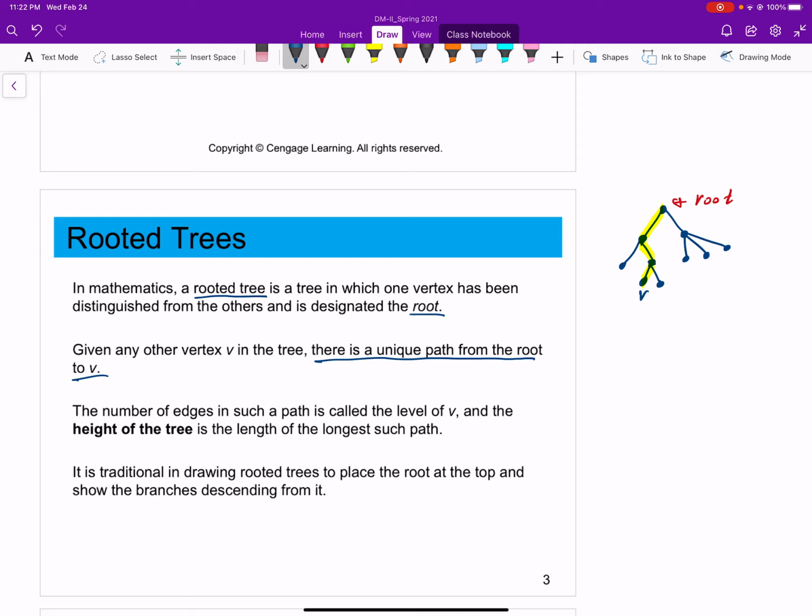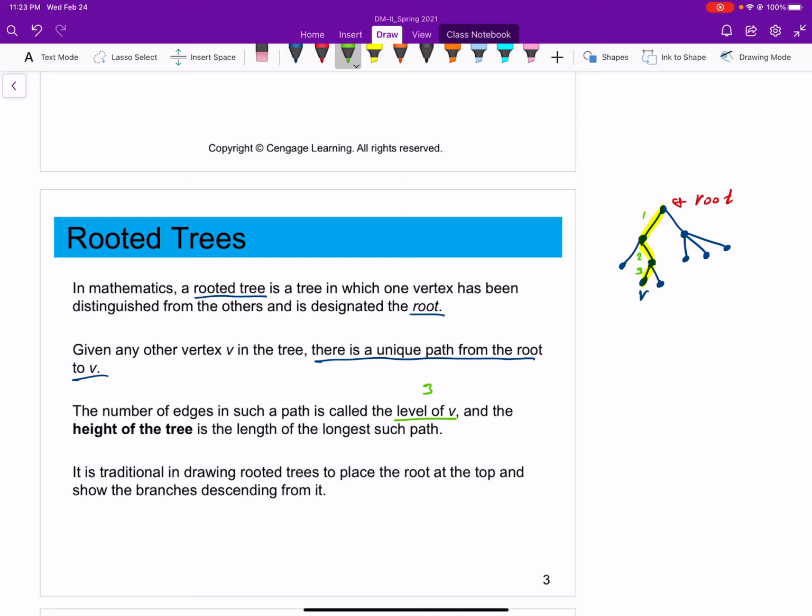The number of edges in such a path is called the level of V. If you just consider the yellow path, this is the first edge, second edge, third edge. There are three edges from the root to V. That is called the level. The level of V is three.